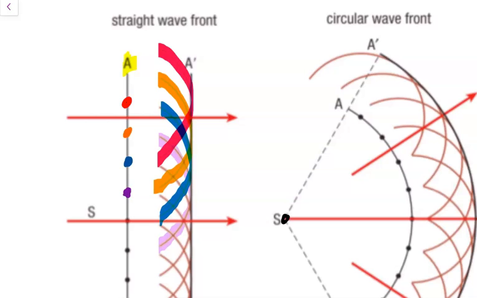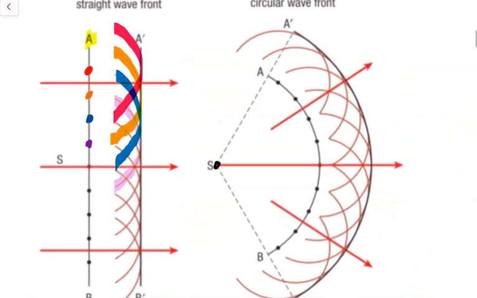wavefront is moving forward. One thing that's important is the wavelet can't move faster than the wave because it is a part of the wave. So these wavelets are moving at the same speed as the wavefront, and you imagine that it's just radiating outward and the wavefront's moving forward. It happens both with straight wavefronts or with circular wavefronts.